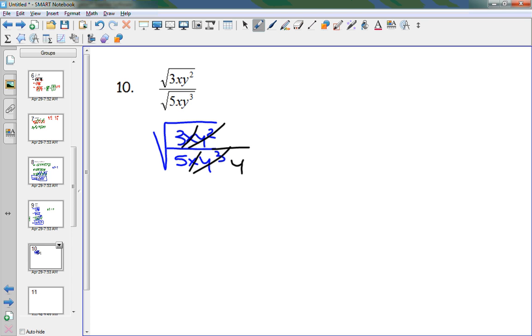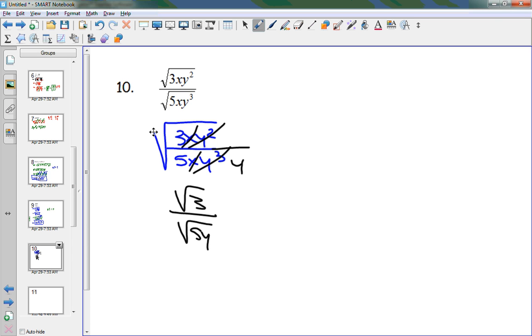So what's going to be my fraction? The square root of 3 over the square root of 5y. You see what I have going on up there? Does it make sense? So I simplified them and then I divorced them. Wasn't that nice of me? Okay, so now what do I do?